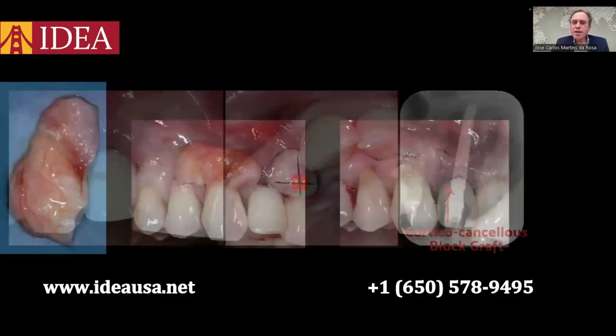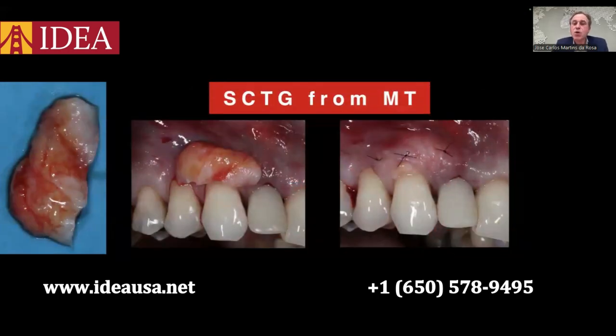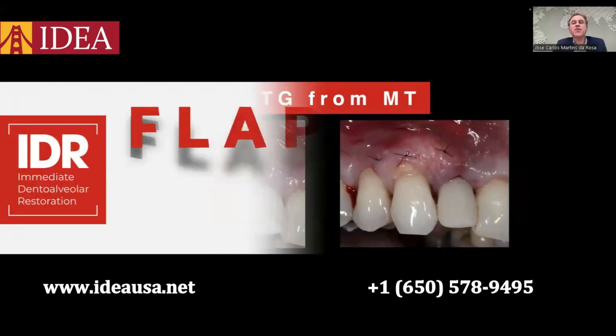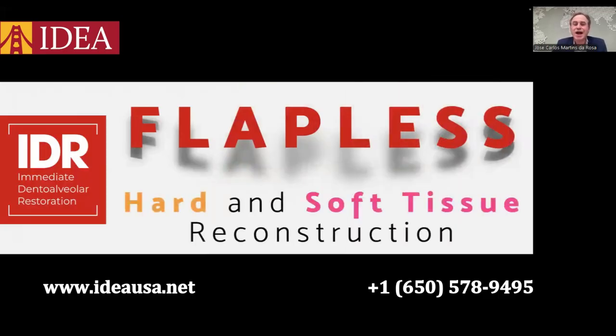So we used here the tunneling technique, and we added connective tissue graft harvested from the maxillary tuberosity to recover the gingival section in number 6. And we applied flapless surgery for hard and soft tissue reconstruction, 100% flapless.